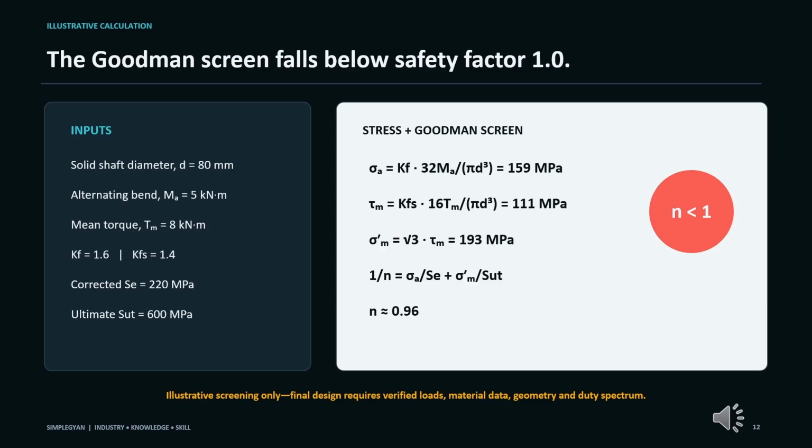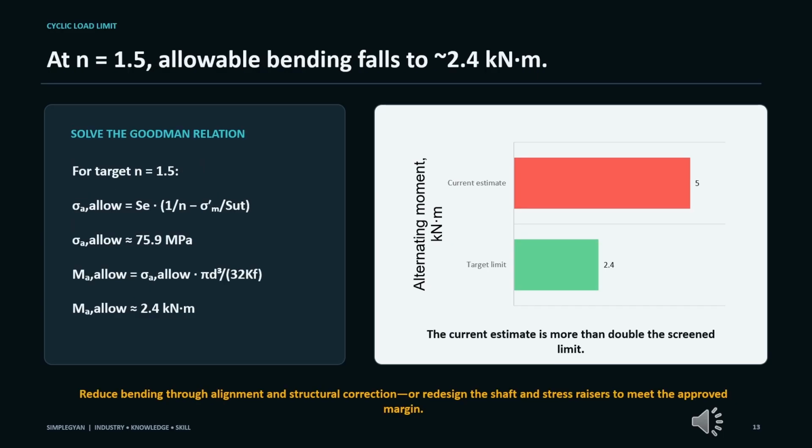With a corrected endurance estimate of 220 megapascals and ultimate strength of 600, the Goodman safety factor is roughly 0.96, below 1. This is a screening example, not a design approval. A reliable design does not stop at a calculated safety factor barely above 1.